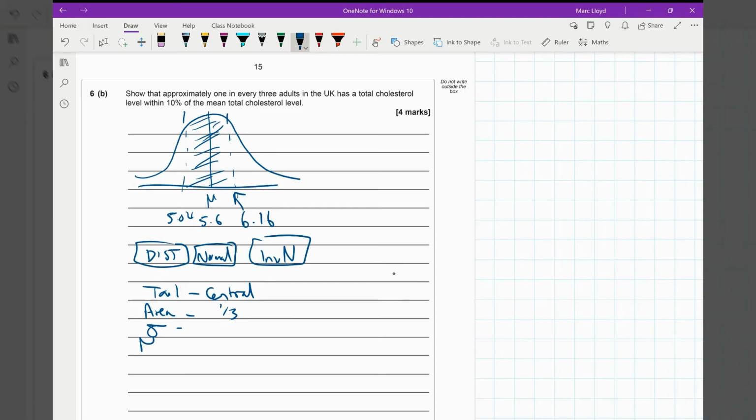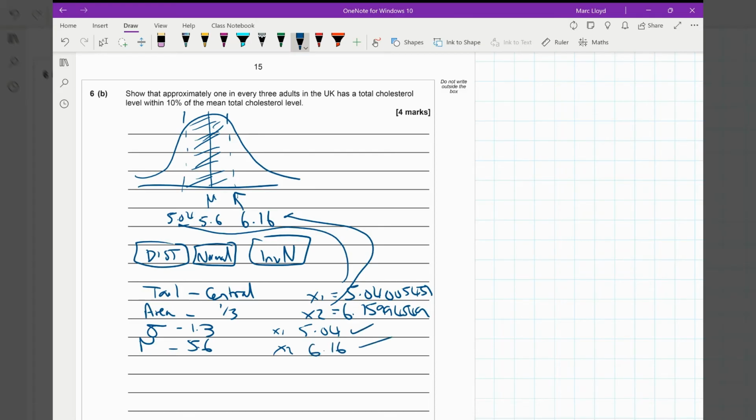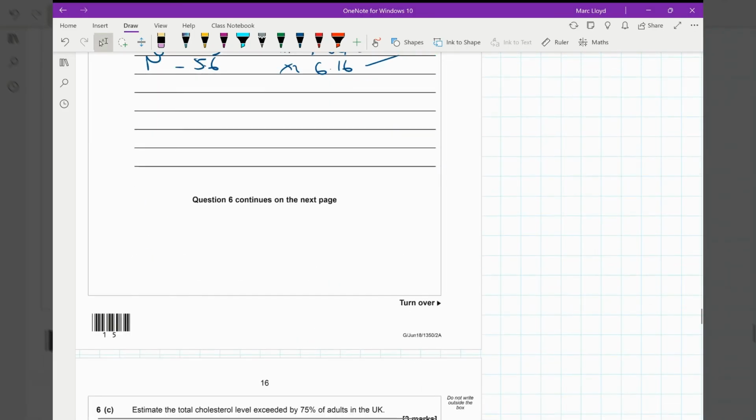sorry, I'm just going to write this in as well. 1.3, and that's 5.6. So when I put that in, my x1 is equal to 5.04005451. My x2 is 6.1594549. So this one matches that, and this one matches that. x1 5.04, x2 is 6.16. And then we've just proved that there. Again, they're trying to get you to use, I think, the standardized, but that way works out nicely. And we've got the values.